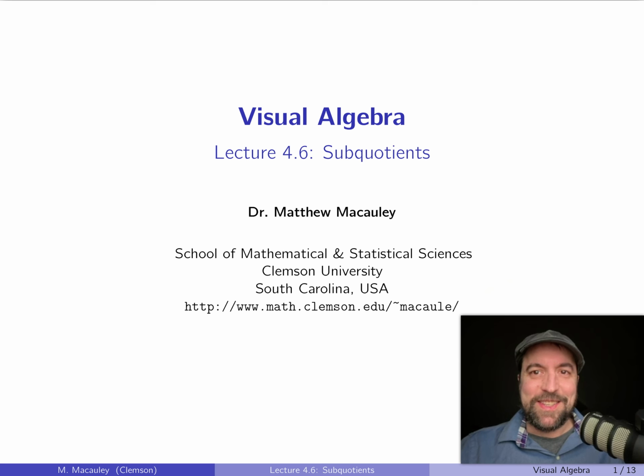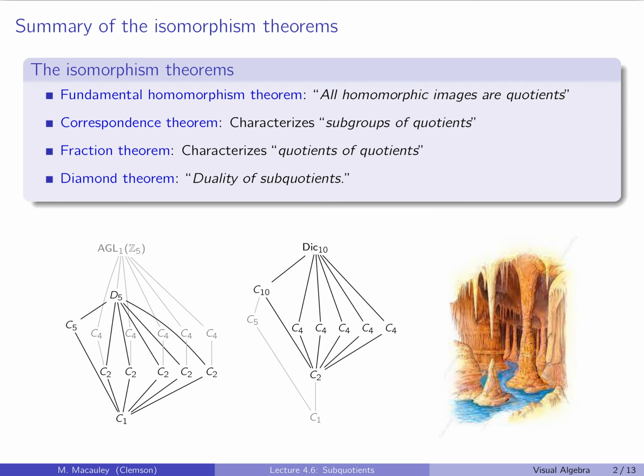Let's get started. Let's do a quick summary of the isomorphism theorems to catch up to where we are right now. The first one we saw was the fundamental homomorphism theorem, and that says that all homomorphic images are quotients. With that knowledge, the natural question to ask is, what do we know about the structure of a quotient? In particular, what are the subgroups? And that's what the correspondence theorem told us. That also has a nice lattice interpretation. And here's an example of that.